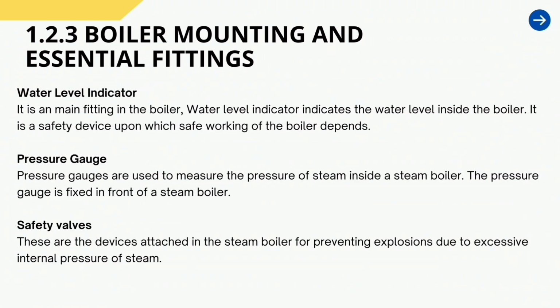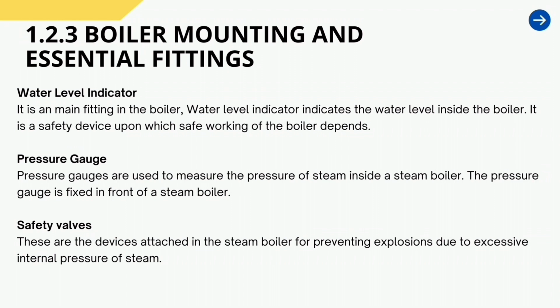Water level indicator. It is a main fitting in the boiler. The water level indicator indicates the water level inside the boiler. It is a safety device upon which safe working of the boiler depends. Pressure gauge. Pressure gauges are used to measure the pressure of steam inside a steam boiler. The pressure gauge is fixed in front of a steam boiler.